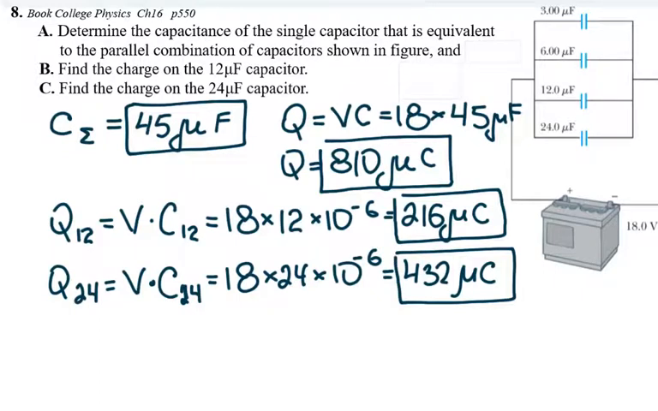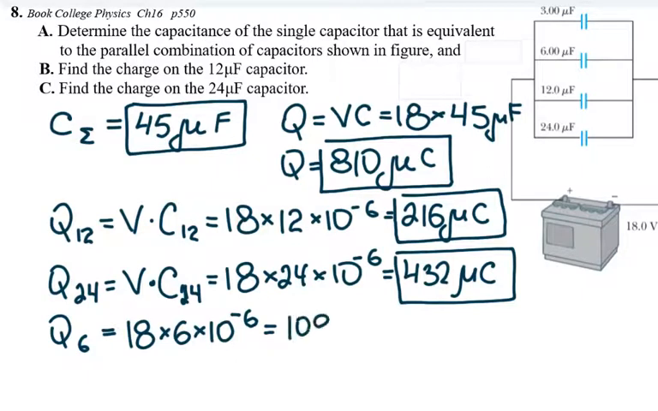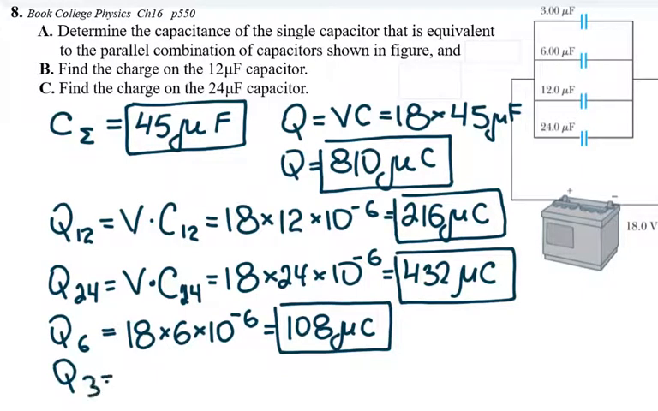I can do the same for 6 and 3. So if I calculated the charge on the 6, they don't ask me, I just want to show you. That is again the voltage times 6 microfarad. So that will give me 108 microcoulombs. And if I calculated the charge on 3, that would be 18 times 3 microfarad. And this will give me 54 microcoulombs.